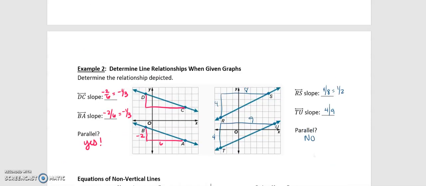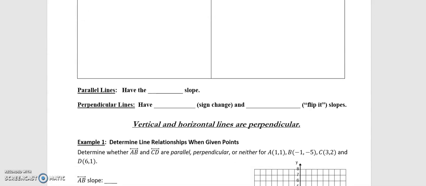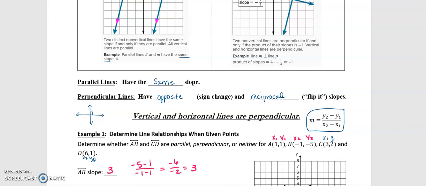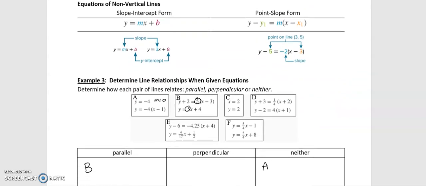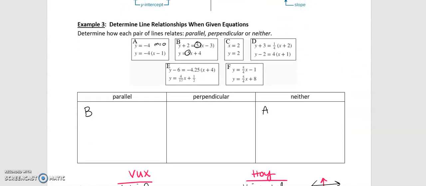And then this one is a horizontal and this one is a vertical. And we look back up here to our notes. We have vertical and horizontal are perpendicular. So those for C would be perpendicular. This next one we have is 1/4 for the slope and 4. Now they're close, they're reciprocals, but they're not opposite. They're not opposite signs, so they are neither. They have to be both opposite and reciprocal.